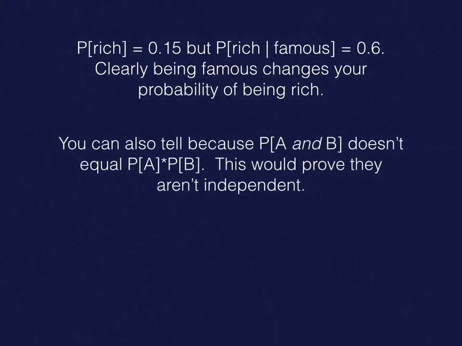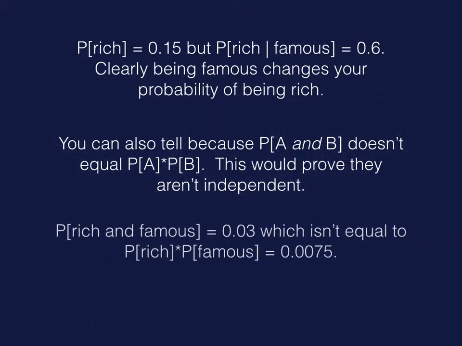But there's another way of saying that as well. It's because they don't multiply. So if two things are independent, their probabilities multiply. It works the other way as well. If they don't multiply, that means they aren't independent. So the probability of rich times the probability of being famous, 0.15 times 0.05 is 0.0075. And that's not 0.03, which is given in the problem. So because they don't multiply, that also means they are not independent. So two ways of saying the same thing. Rich and famous are not independent.